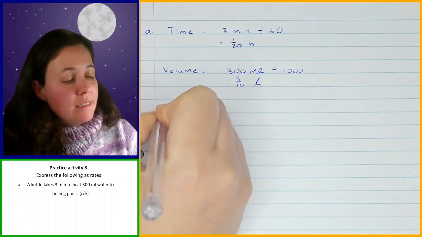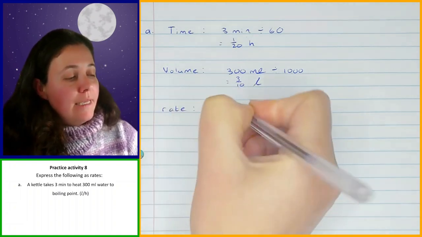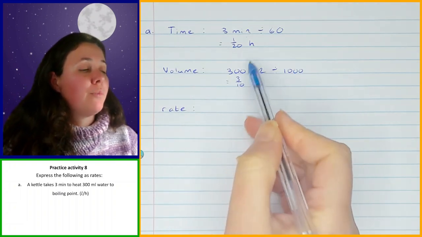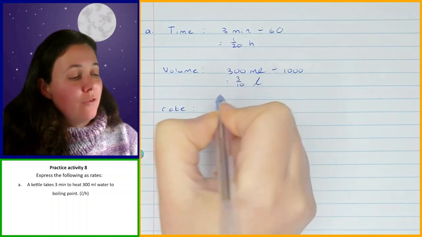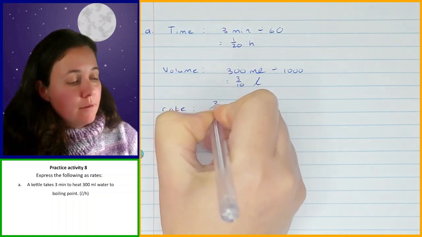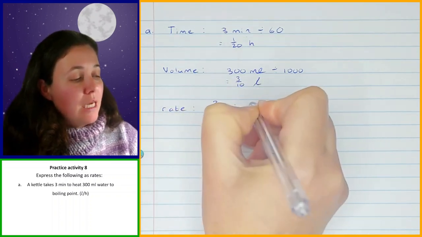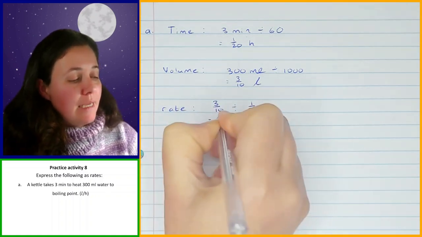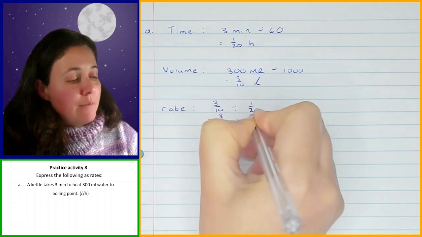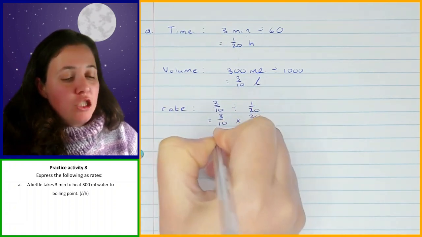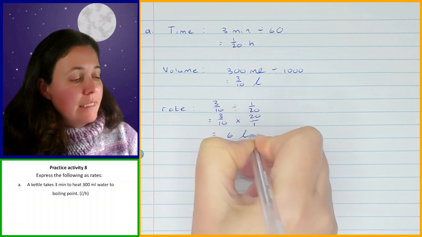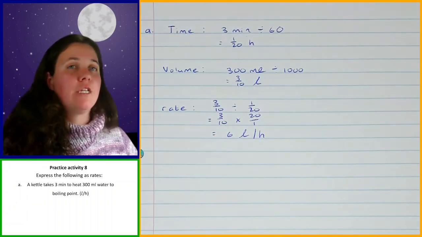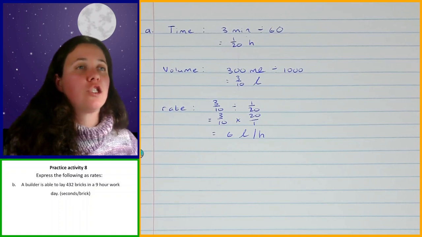And then your rate is going to be, we have to do it in liters per hour, so we need the volume per time. So we're going to divide the volume, which is 3/10, by the time, which is 1 over 20. Then we can tip and times that, 3/10 times 20 over 1, and that should give you a final answer of 6 liters per hour. Okay, so that was question A. Now I'm going to give you 2 minutes to work on question B.